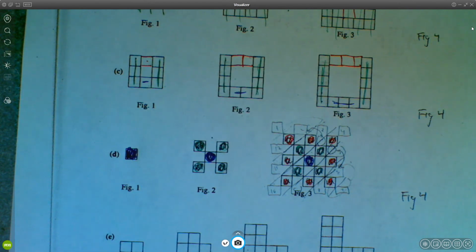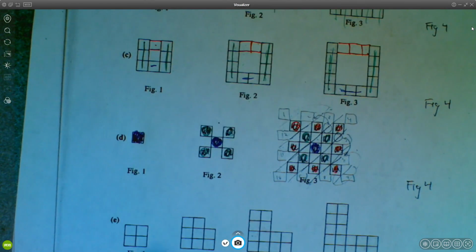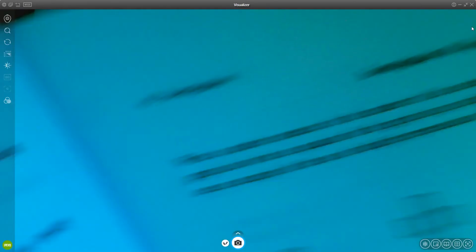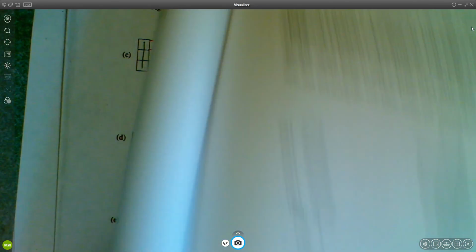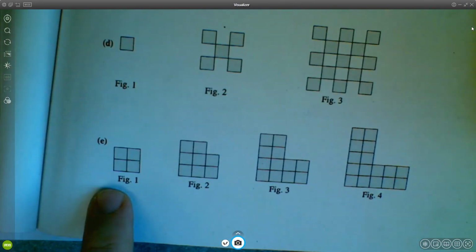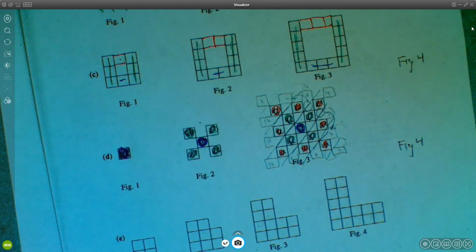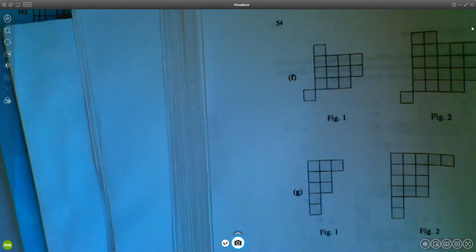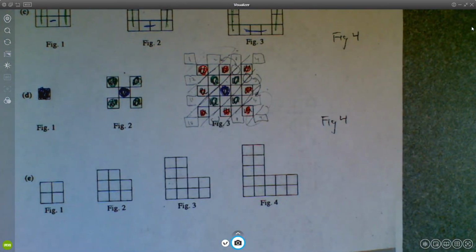For your homework, I'm going to have you finish investigation 18. So you have part E, and I think it goes E, F, G. It goes all the way up to part H on the second page, right? So I want you to finish investigation 18. You're going to do parts E, F, G, and H on the next page. Okay, and you can see the patterns get pretty interesting.